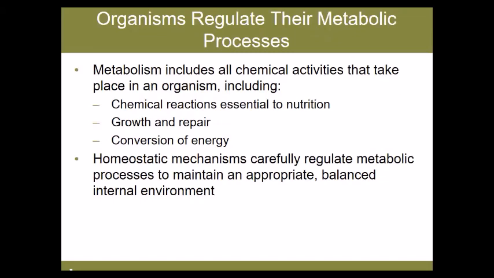Metabolism is a characteristic of life. Organisms regulate their metabolic processes. In other words, they use energy to go through different types of chemical reactions. These chemical reactions are essential for nutrition because many of them are needed to get the energy the organism needs, or the chemical reactions help to grow and repair. So organisms need to make muscle tissue, and that muscle is made out of proteins. You have to have chemical reactions to take the building blocks of proteins and put them together to make the muscle tissue.